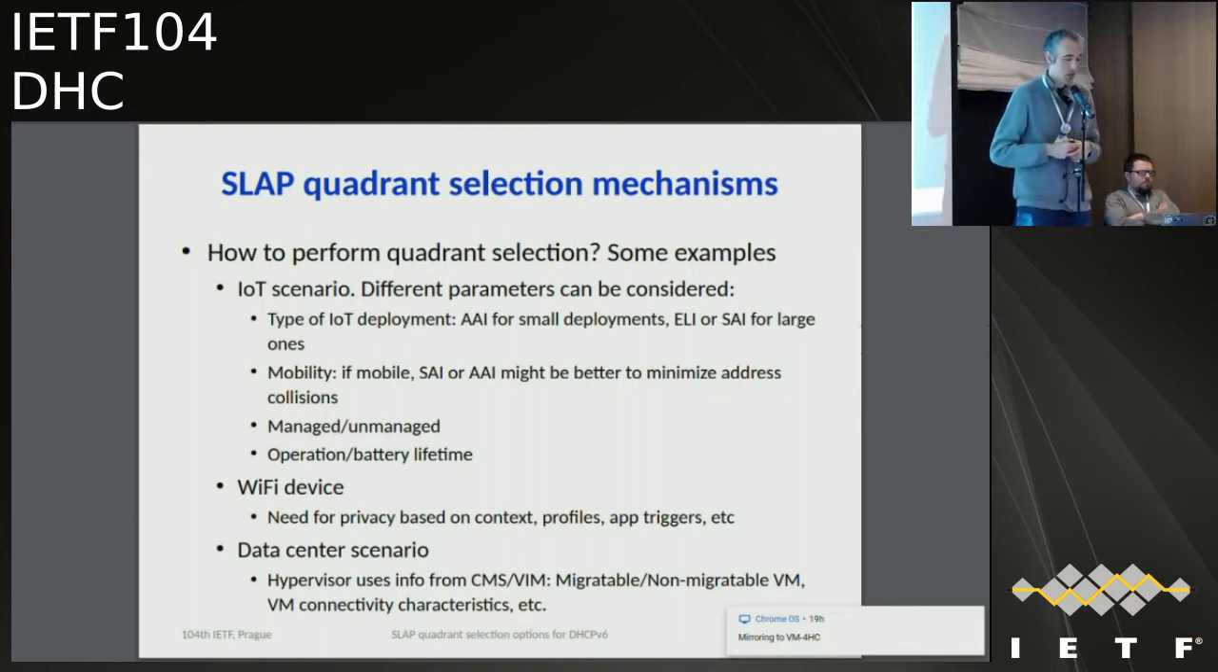We don't go into the details, but these are things that can be used to decide which quadrants you want to use. In the case of a regular Wi-Fi device, the need for privacy or location tracking mitigation may be something you need to consider in order to select the best address. And in the case of a data center, the hypervisor might interact with the cloud management system, whether you are using OpenStack or whatever, or the virtual infrastructure manager, to use NFV terminology, to know if the function that you want to instantiate is expected to be migratable or not, and based on that, select the best preference. So this is kind of the motivation.